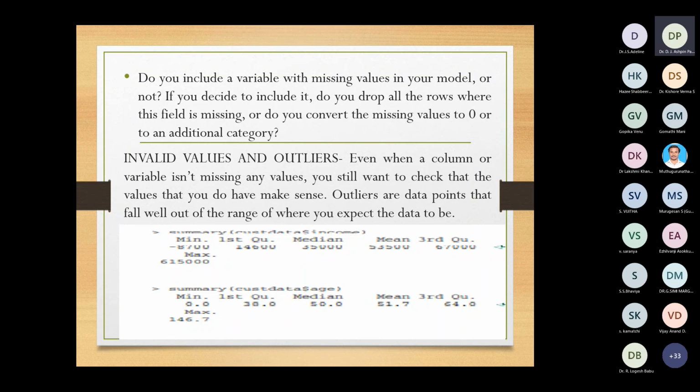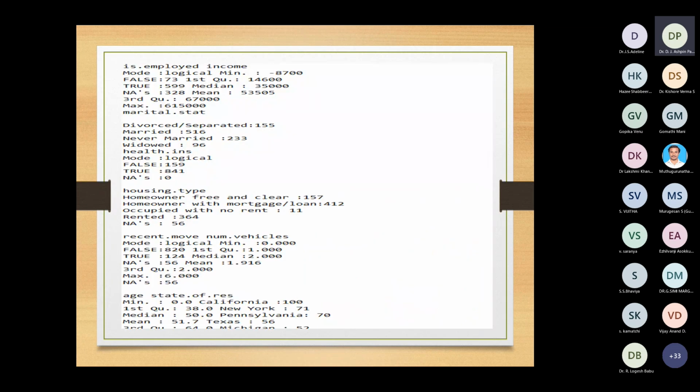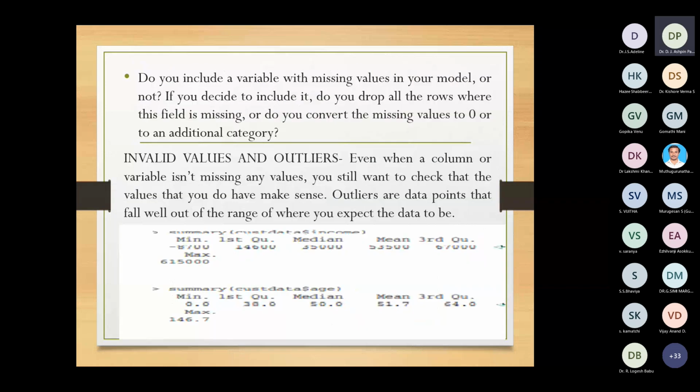You can explore by using summary. I have used summary here, and you see I have identified some minimum value. And even with age, the minimum value is 0, but you can see the maximum value is something like 147, 148. Who is living up to 147, right? So of course it is not a valid value. It is an outlier lying outside the range. So what you need to do is fix it.